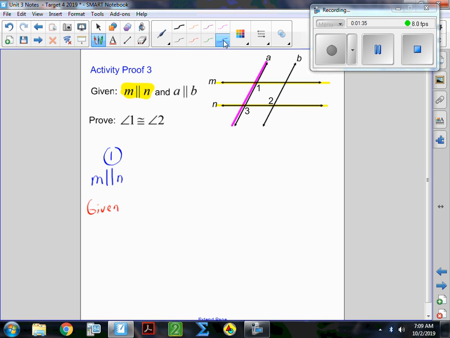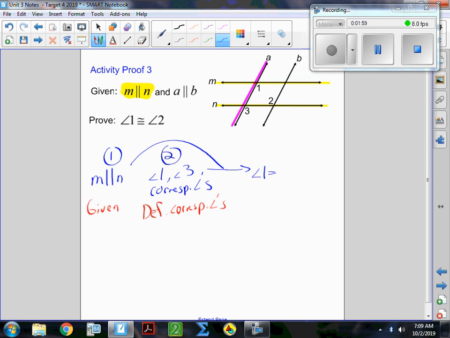So I have M parallel to N, and I have 1 and 3 are corresponding angles. Definition, corresponding angles. If I have parallel lines and corresponding angles together, then I know that angle 1 is congruent to angle 3. That's my corresponding angles theorem, or postulate. So now I have 1 and 3 congruent. I've also used this first given.